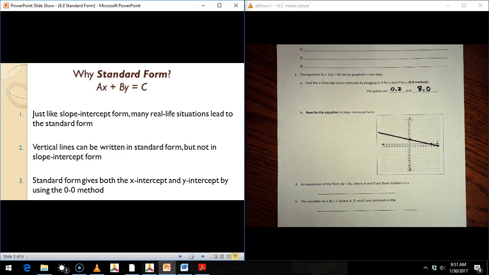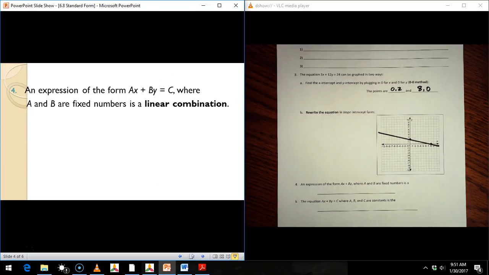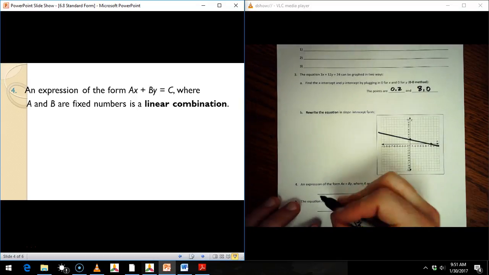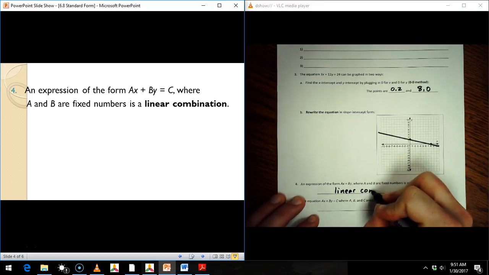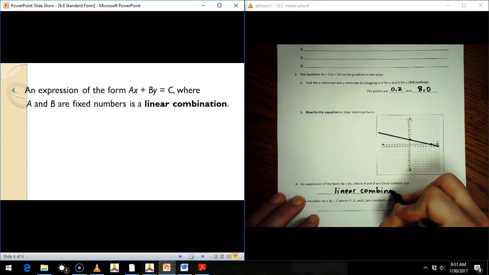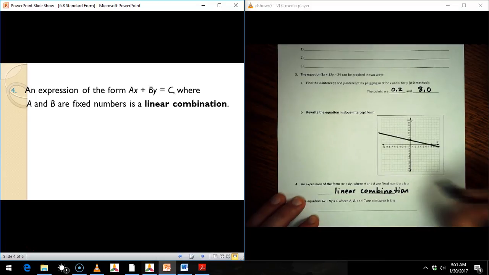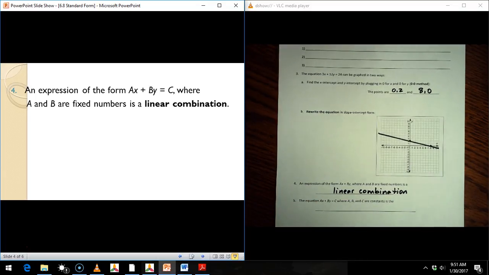We continue on with the notes. Number 4. An expression of the form ax plus by equals c where a and b are fixed numbers is called a linear combination. That's what goes on the blank right here, linear combination. And that's the idea with standard form. You have x and y together, and so you have basically a combination on one side of the equal sign.